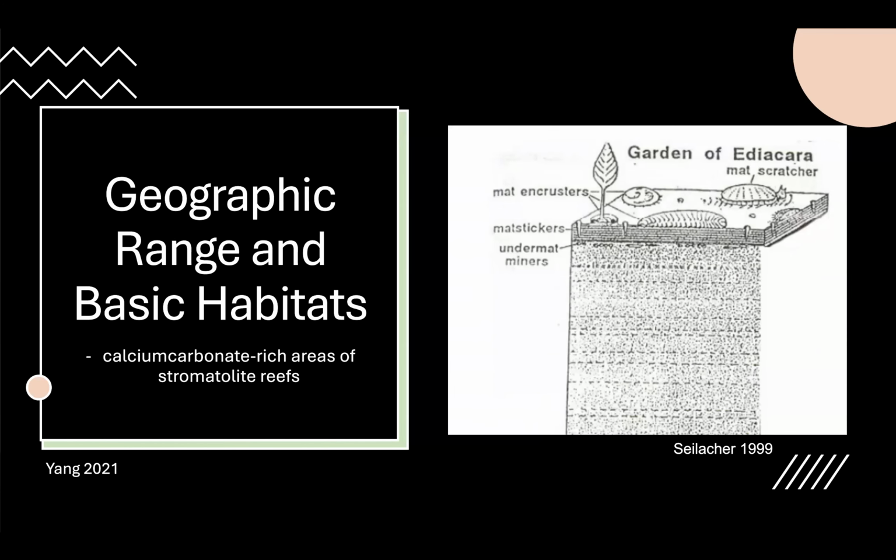So geographic range and basic habitats. Cloudinidae lived around the world mainly in calcium carbonate-rich areas of stromatolite reefs. These stromatolite reefs were built by microbes in shallow seas and provided hard surfaces and shelter for early animals. These reefs consisted of stromatolite layers that these microbes built. The environment of this area was shallow, warm, and well lit. The microbes would also use biomats that would make it more friendly for the growth of Cloudinidae. Cloudinidae had tube-like calcium carbonate shells. They likely lived in these reefs to anchor themselves and avoid predators.